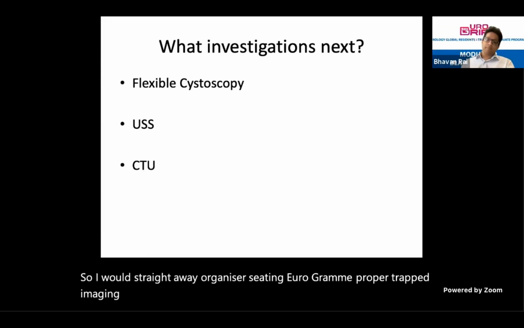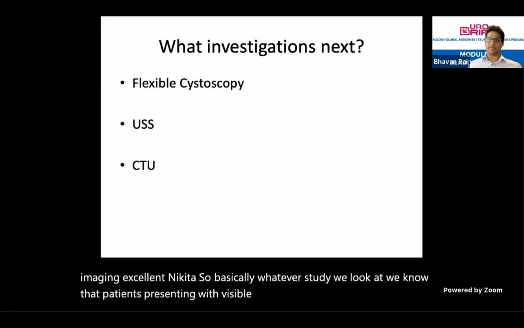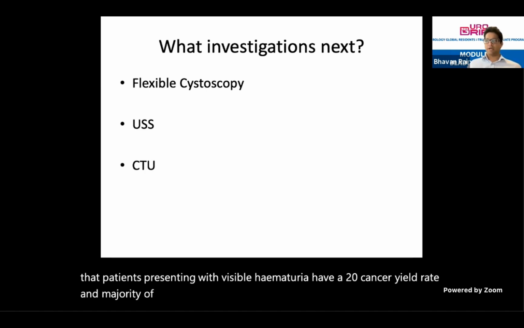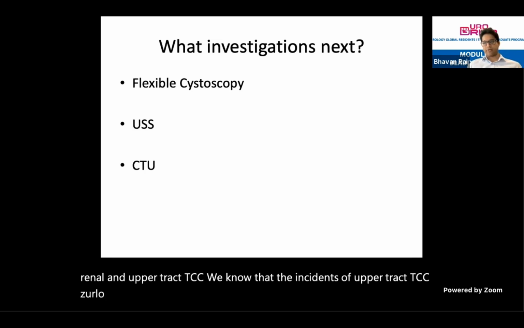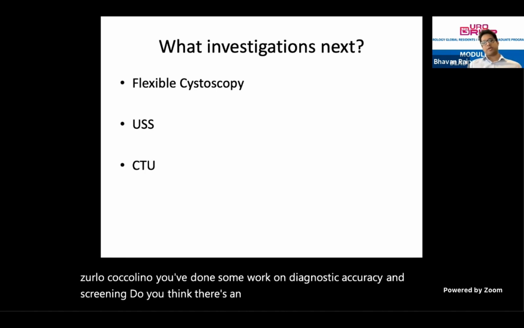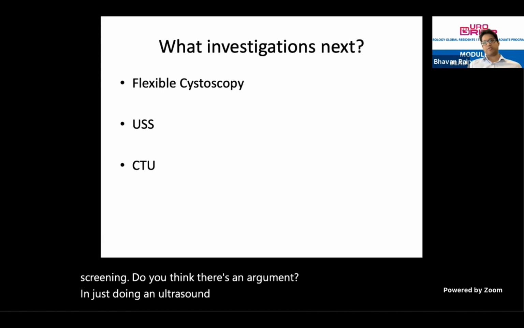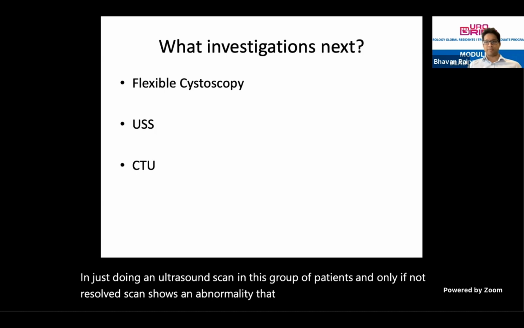Excellent, Nikita. Based on whatever study we look at, we know that patients presenting with visible hematuria have a 20% cancer yield rate, and the majority of these cancers will be bladder cancer, a proportion will be renal and upper tract TCCs. We know that the incidence of upper tract TCCs is low. Gokul, I know you've done some work on diagnostic accuracy and screening. Do you think there's an argument in just doing an ultrasound scan in this group of patients, and only if an ultrasound scan shows an abnormality do we proceed with the CT urogram?